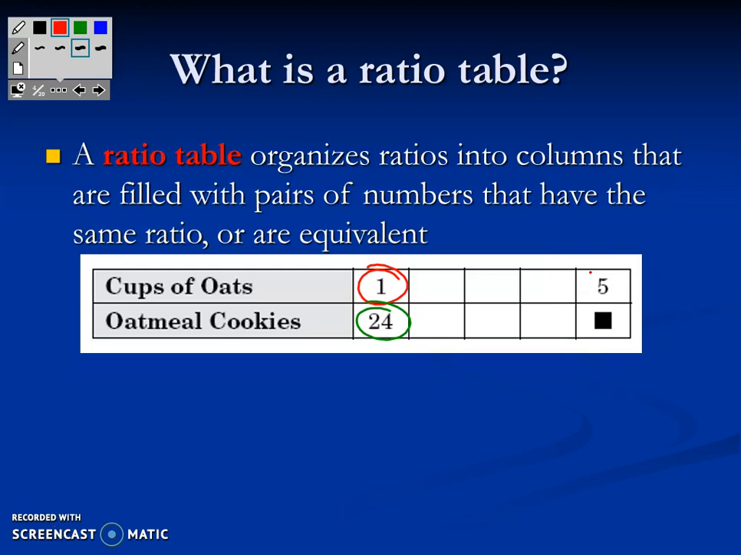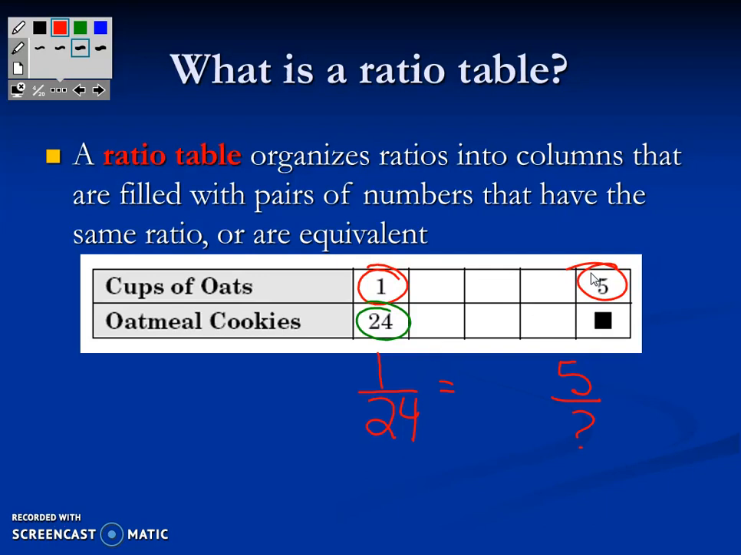So if 1 cup of oats can make 24 oatmeal cookies, then how many cookies can 5 cups of oats make? So these are just like fractions. So right, this is 1 over 24. These are just like equivalent fractions, but they just have boxes around them. So how do I get from 1 over 24 to 5 over something?